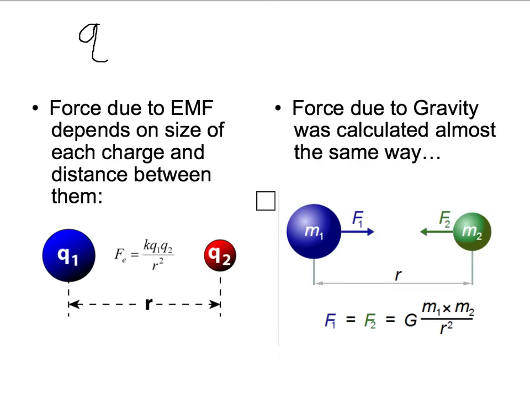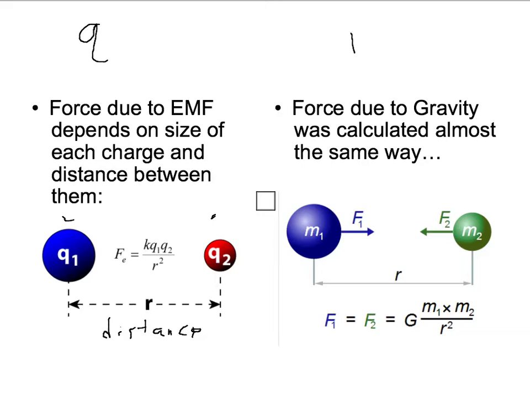For Q1, you see a large blue charge, and for Q2, you see a small red charge. So Fe is k q1 q2 over r squared, where r is the distance between the two charges, and just like before, that has to be measured in meters. Over here, on the right, when we look at our force due to gravity, it was mass 1 and mass 2 always being attracted to each other, and that was G m1 m2 over r squared, or d squared. So these equations really look just the same. It's the proportionality constant that's quite different between them. K is very different from G.